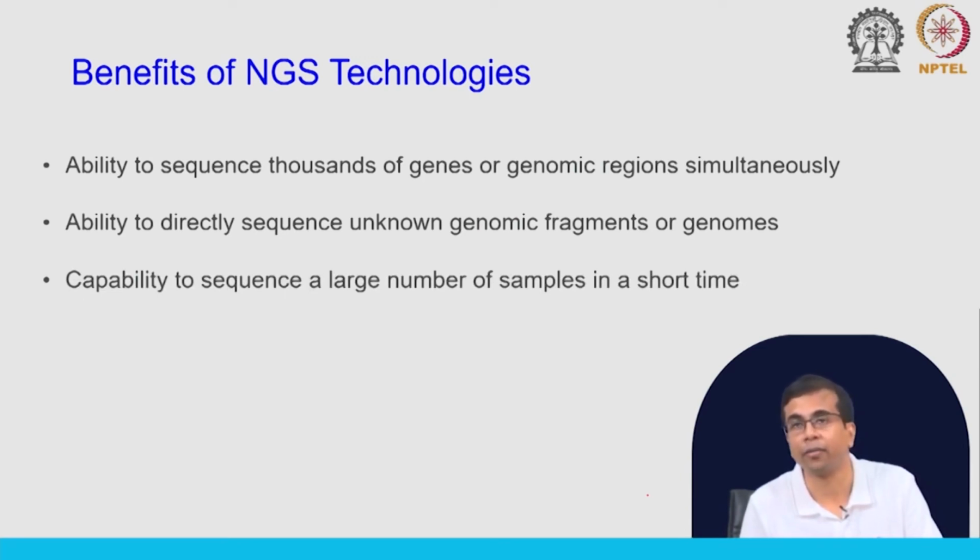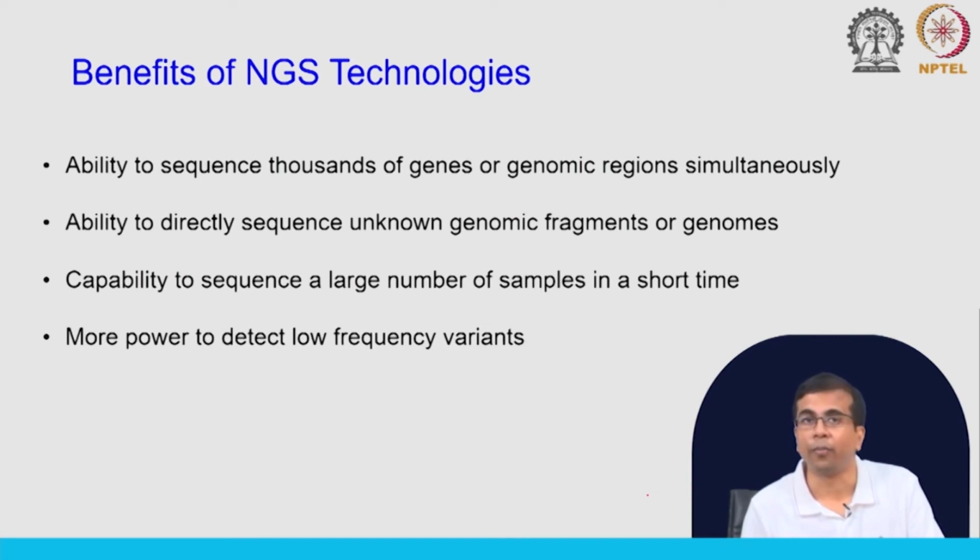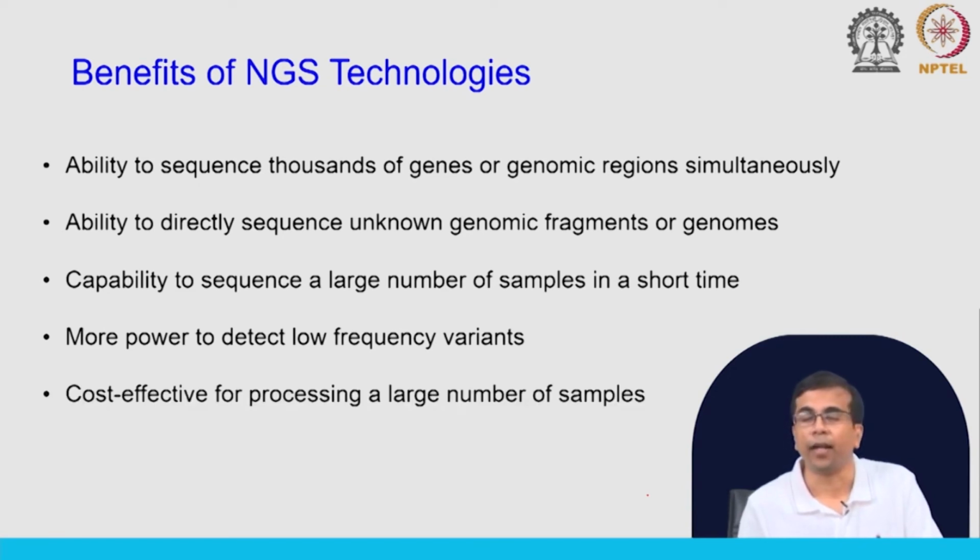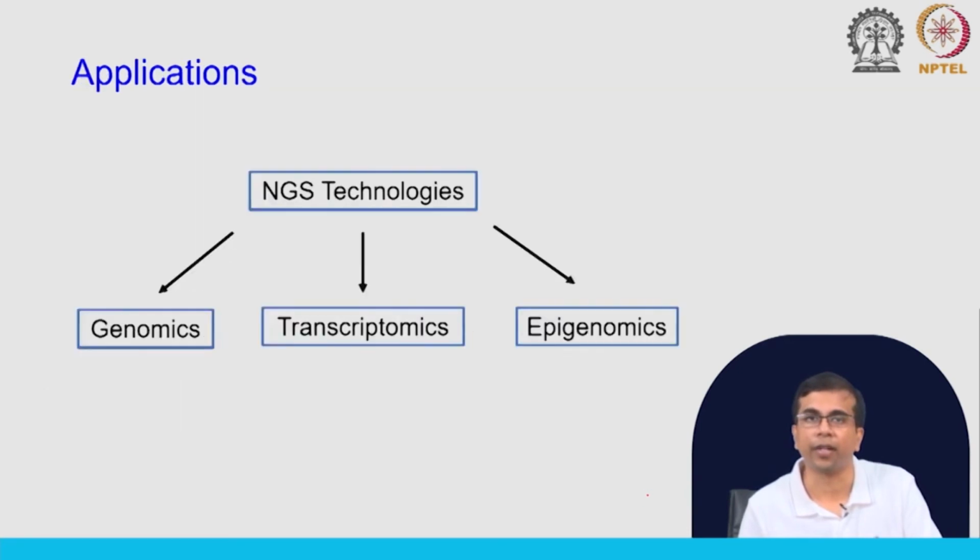So, you do not have to wait for 10-13 years to get one human genome, you can do this now in 7-10 days. You have more power to detect low frequency variants. We will see what these low frequency variants mean when we go into the topic. These are genotypic variations that are present in the population in low frequency, or they are rare in the population. And these methods are also cost effective for processing a large number of samples.